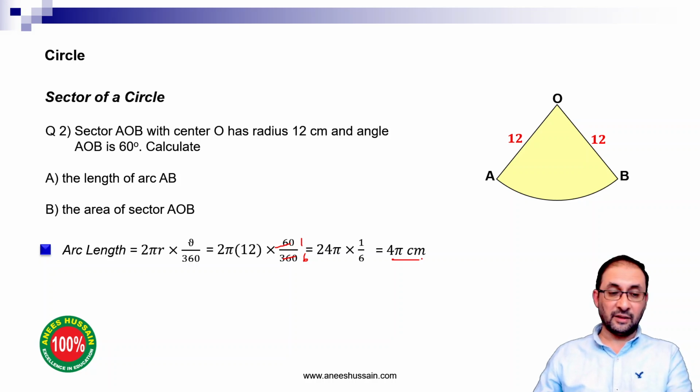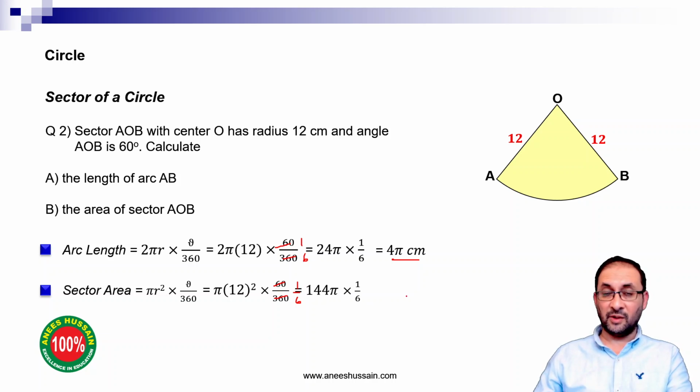Now let's do part B. The area of a sector is equal to pi r squared times theta over 360. Again, the radius is 12 and the central angle AOB, which is theta, is 60 degrees. So let's make those replacements. We get pi into 12 squared into 60 over 360. Now 60 over 360 is again 1 over 6. So we get 12 squared, which is 144 pi, multiplied by 1 over 6. Now 144 divided by 6 will reduce to 24. So our final answer should be 24 pi centimeters squared.